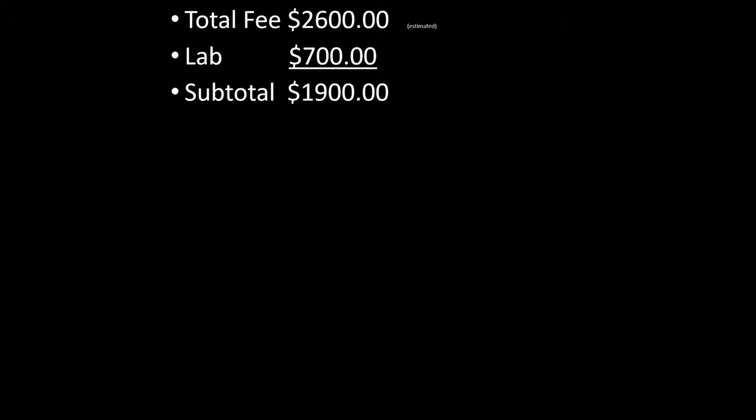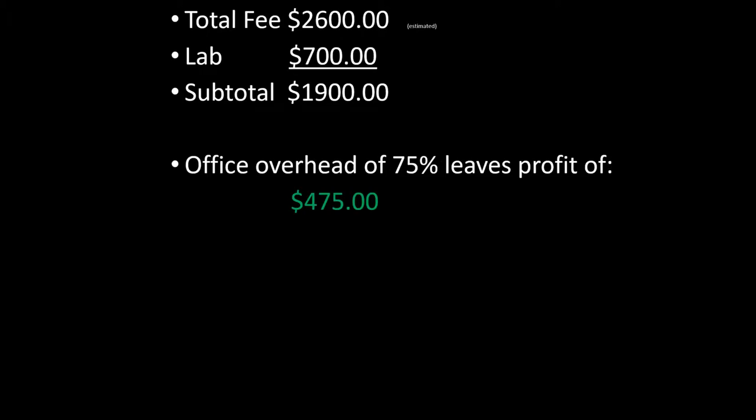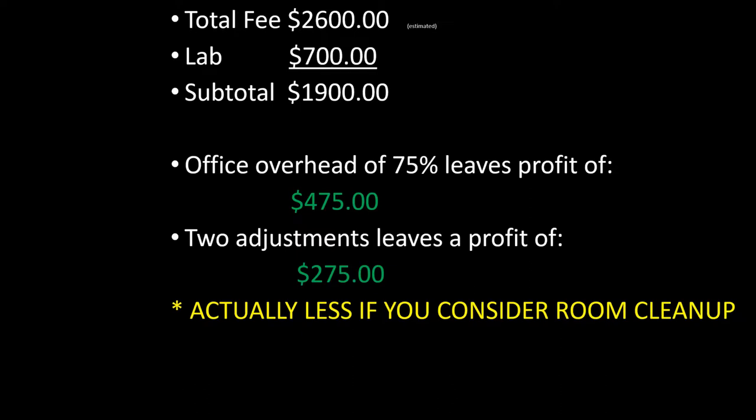If, for example, you charge $2,600 for an upper and lower denture, say the lab fee on that is approximately $700. Your subtotal of profit for the office was $1,900. Office overhead runs at about 75%, give or take. That left the office a profit of $475. Based on 2 adjustments, you're left with a profit of $275 on an average billing rate of approximately $100 an hour. I'm just talking the doctor's billing rate, estimated conservatively. So even if we looked at overhead, it takes money out of your profit margin. The more the patient comes back, the less you earn.